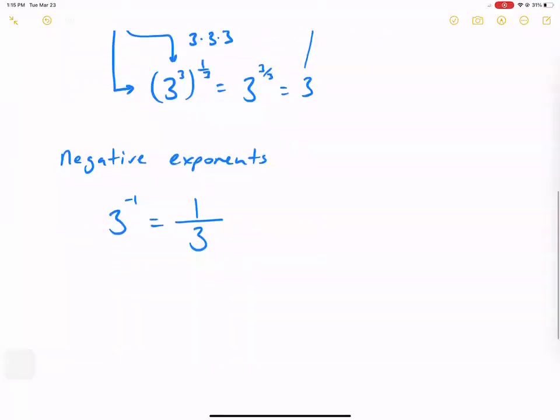Now, let me show you one way this is derived, okay? Is if I give you 3 squared divided by 3 cubed. A very classic Algebra 1, Algebra 2 way of doing this is just writing out the numbers.